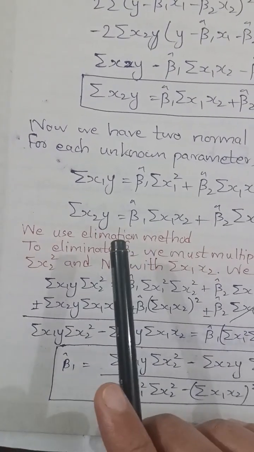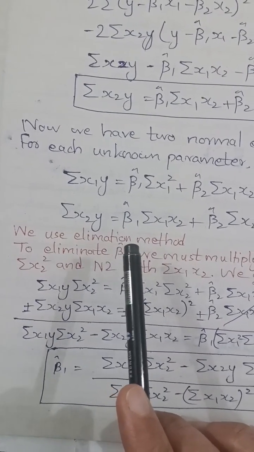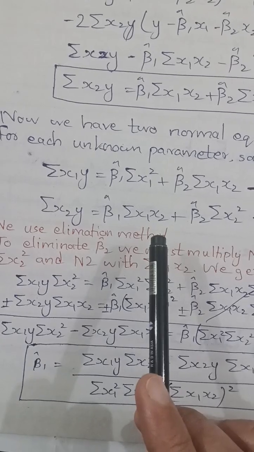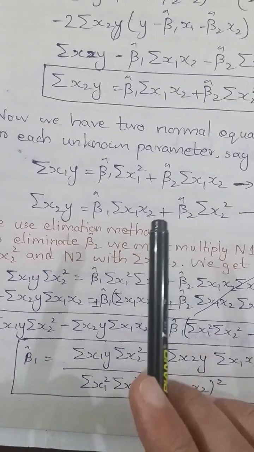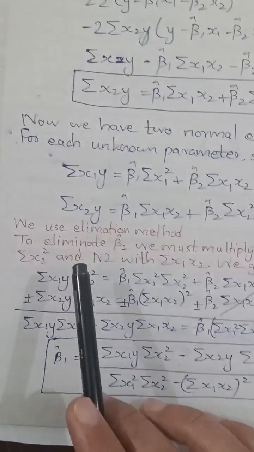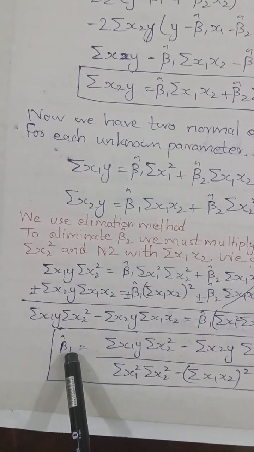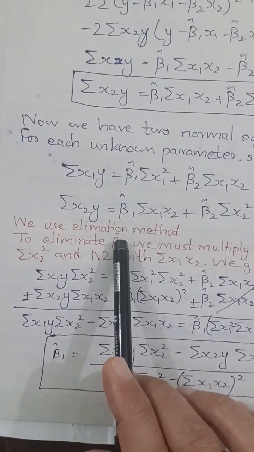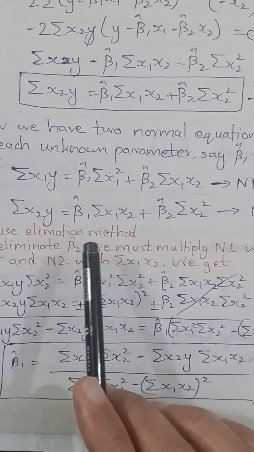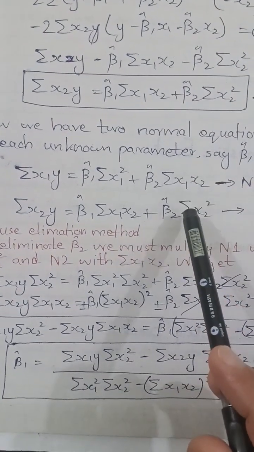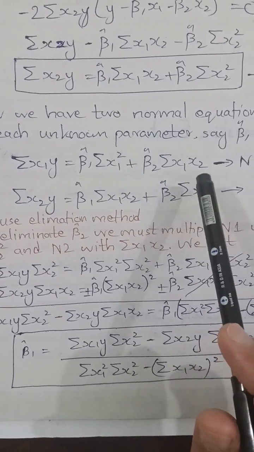So what does this elimination method do? Elimination method eliminates one of the parameters by equating the terms and then finds the value of the other parameter. For example, in order to find the value of beta 1 hat, we must eliminate beta 2 hat. To eliminate beta 2 hat, we must know that these two terms must be equal.